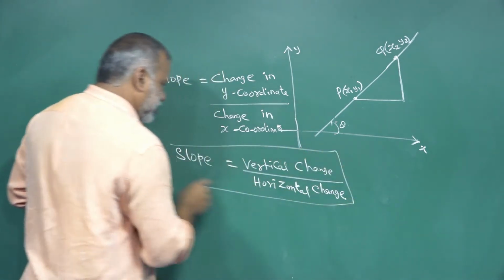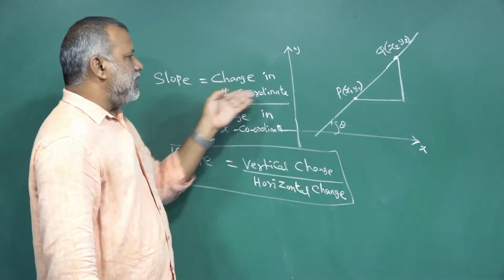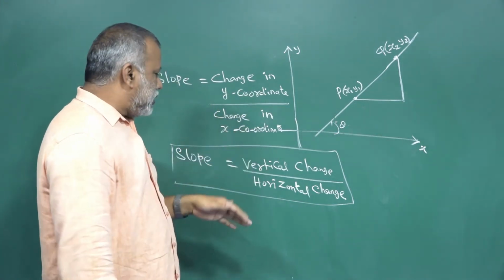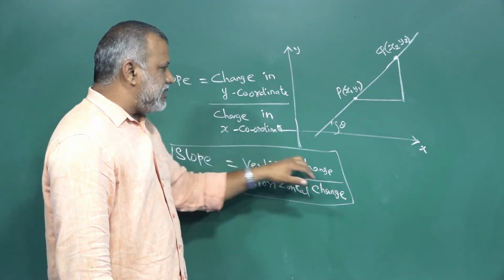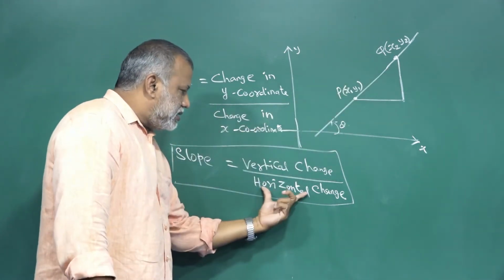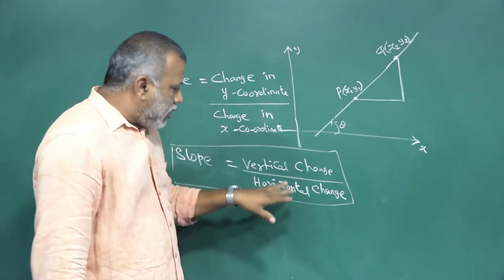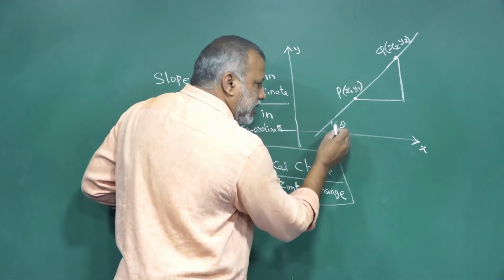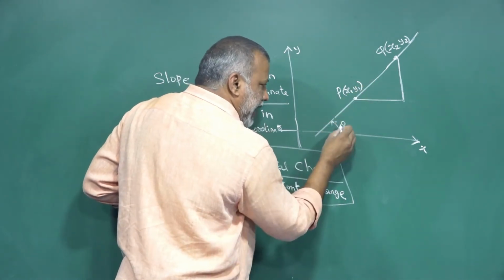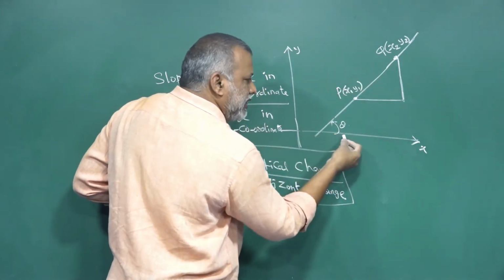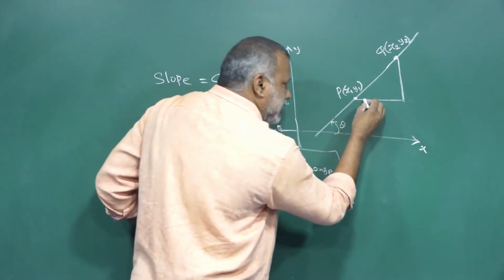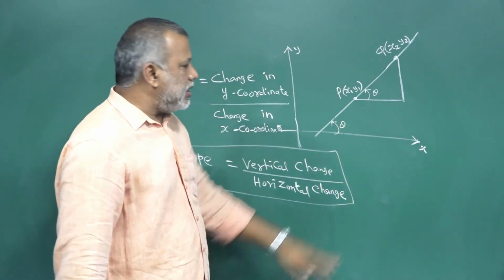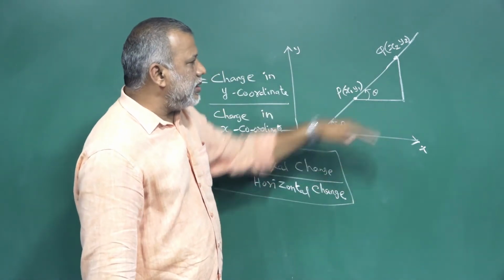This is the best definition. Slope equal to change in y coordinate divided by change in x coordinate. Or you can say, it is the same concept, vertical change and horizontal change. Now what is the meaning of vertical change? See, if theta is the angle made by the straight line with the positive direction of the x-axis, then this also must be theta, because these two lines are parallel.